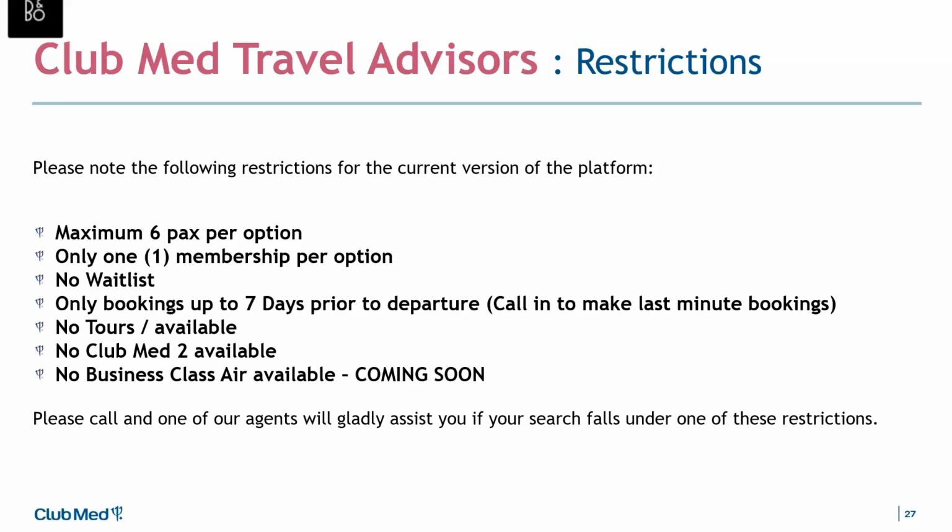We're not waitlisting anything through the system, so if there was, for example, a family room or one of the Zen Oasis rooms that somebody really wanted for a specific time of the year, that would still have to be done through the call center. Last minute bookings within 7 days of departure will also need to be done directly with the call center. No tours are available, and Club Med 2 is also in development. Business class air will also be coming soon. So right now, we're only booking economy class airfare within CMTA, but we will have business class options soon.